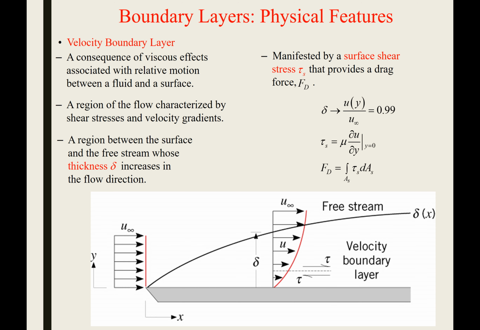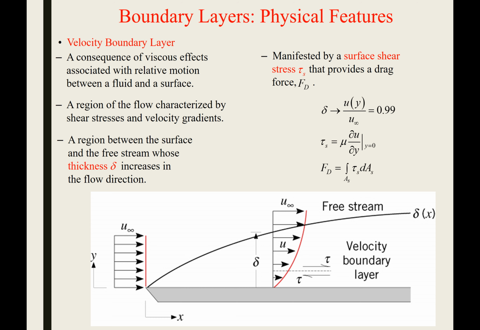Okay, so a boundary layer is a consequence of viscous effects. Those are the shear forces that happen between the fluid and the solid. Each layer of fluid is also going to have viscous forces against itself. So it's a consequence of viscous effects associated with relative motion between a fluid and a surface. The boundary layer is a region of flow characterized by shear stresses and velocity gradients. It's also a region between the surface and the free stream whose thickness delta increases in the flow direction. So it's manifested by a shear stress that provides a drag force.